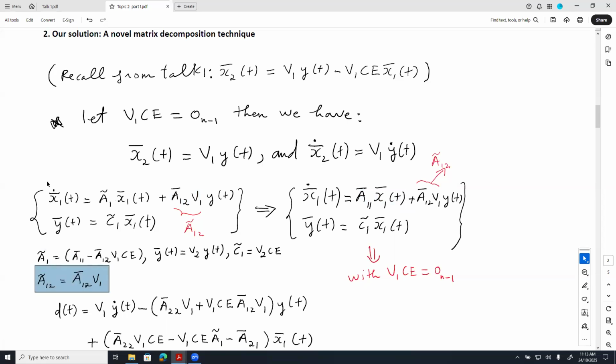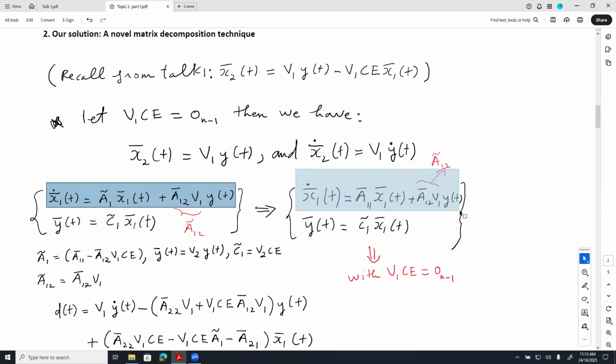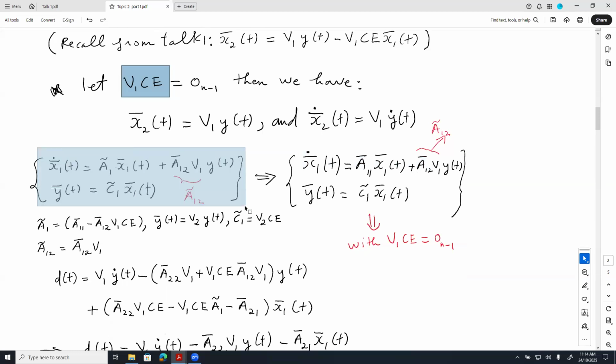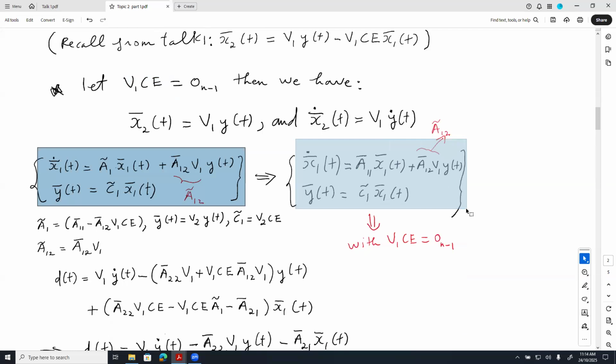All right. So this reduced order system, the disturbance-free reduced order system, is now reduced down to this expression. And this is where we force this matrix equal to 0. Okay, so from Hou and Muller, if we make V1 C E equal to 0, then we obtain this reduced order disturbance-free system.